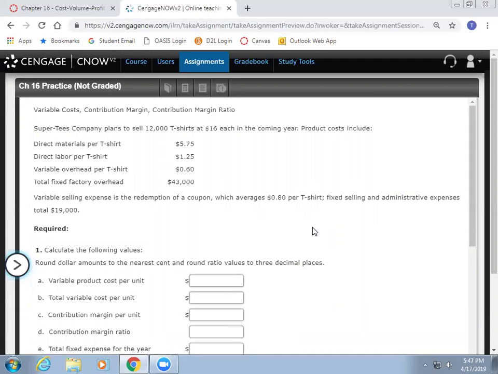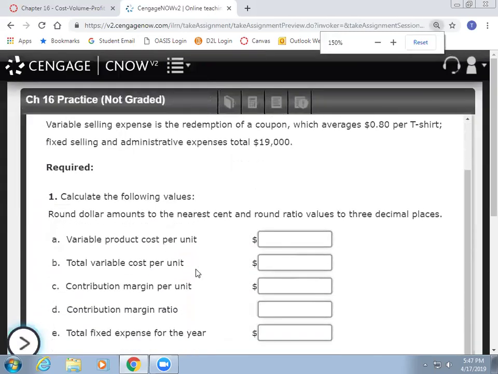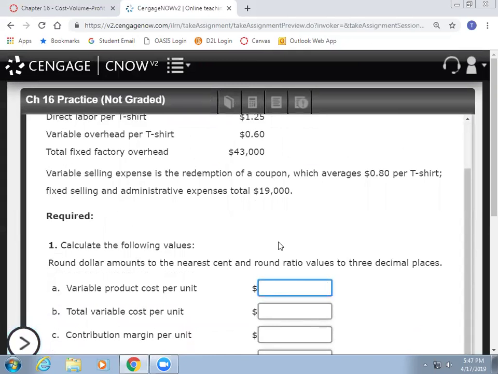Very good, because the keyword there is product cost, right? So we just want the variable product costs. That's direct materials, plus direct labor, plus just the variable portion of overhead. So there we just want our variable product cost per unit. What is my variable product cost per unit?